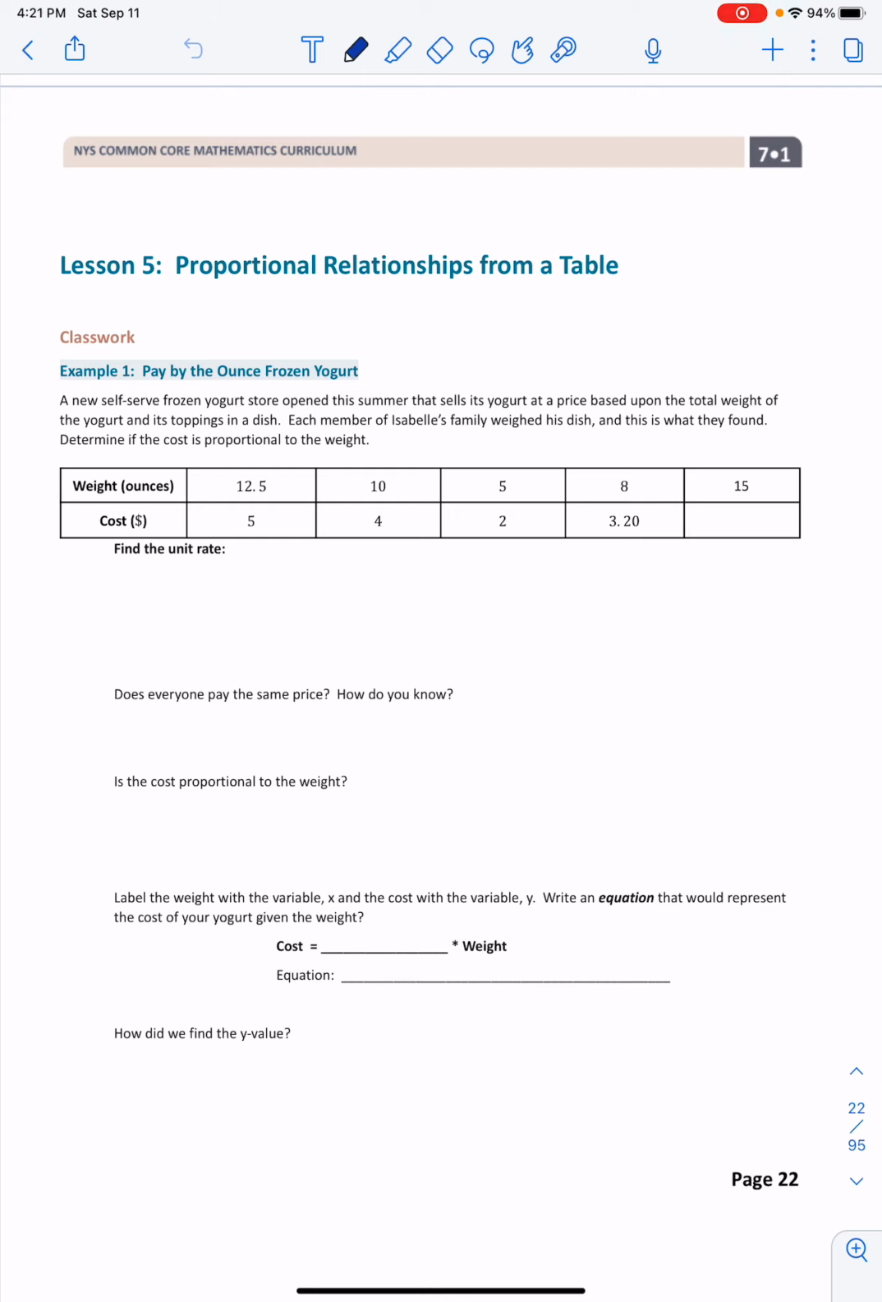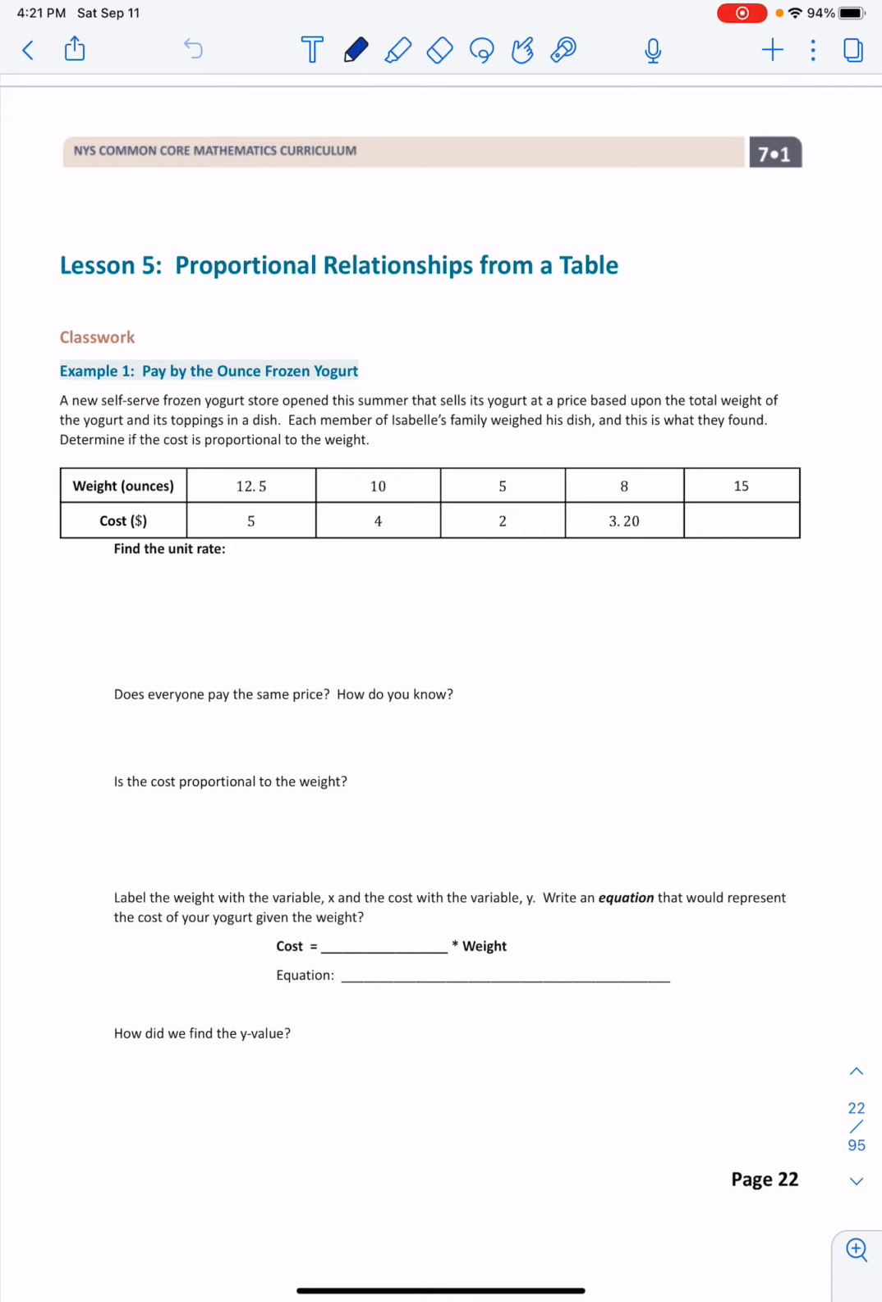Example 1. A new self-serve frozen yogurt store opened this summer that sells its yogurt at a price based upon the total weight of the yogurt and its toppings in a dish. Each member of Isabel's family weighed his dish, and this is what they found. Determine if the cost is proportional to the weight.